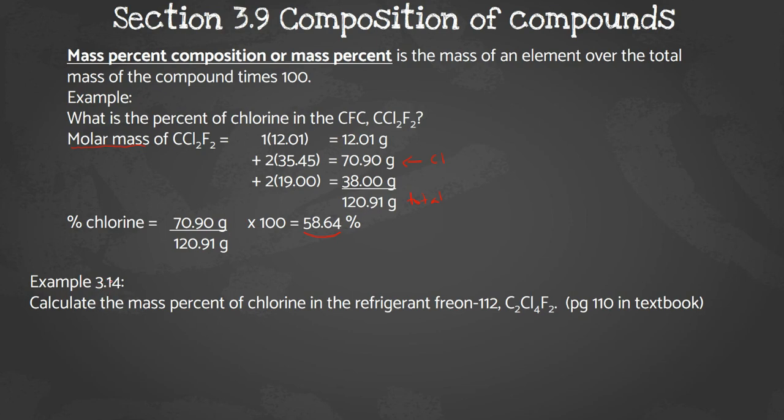Example 3.14 says calculate the mass percent. So we're going to have a fraction here, right? That leads us to our percentage of chlorine in the refrigerant Freon 112. So it's C2Cl4F2. And this is on page 110 in your textbook. I'm going to give you guys a minute to try this problem.